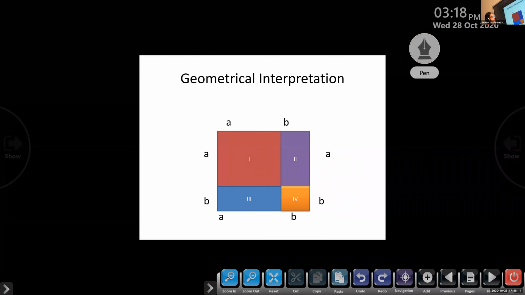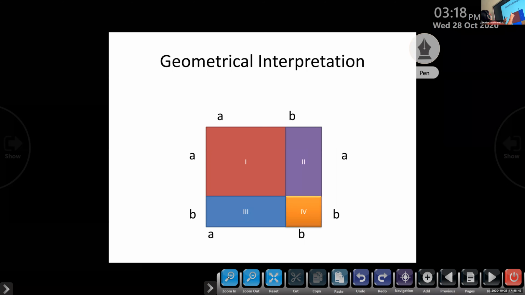Geometrical interpretation of (a plus b) whole square. You don't need to write this, just listen to my class and understand how it can be proved geometrically. How can we prove (a plus b) whole square? Because I told you, (a plus b) whole square is a universal law. Whatever value we give for the variables, it holds. So we can geometrically prove this is correct. Listen to the board.